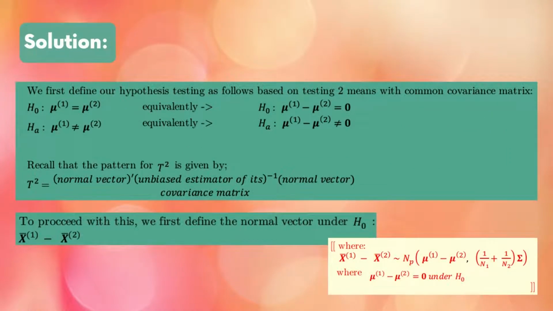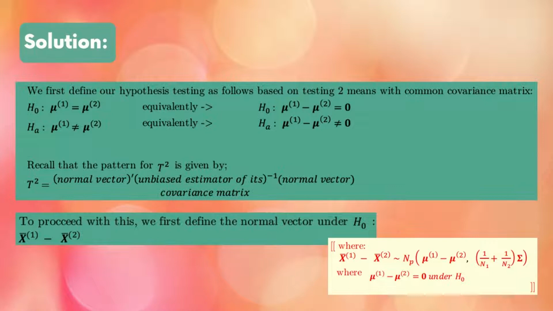For our solution, we first define our hypothesis testing, based on testing two means with common covariance matrix. H0, where mu1 is equal to mu2, equivalently mu1 minus mu2 equal to 0, and our alternative hypothesis mu1 not equal to mu2, equivalently mu1 minus mu2 not equal to 0. Recall that the pattern for T squared is given by T squared equal to the normal vector prime multiplied to the inverse of the unbiased estimator of its covariance matrix multiplied by the normal vector.